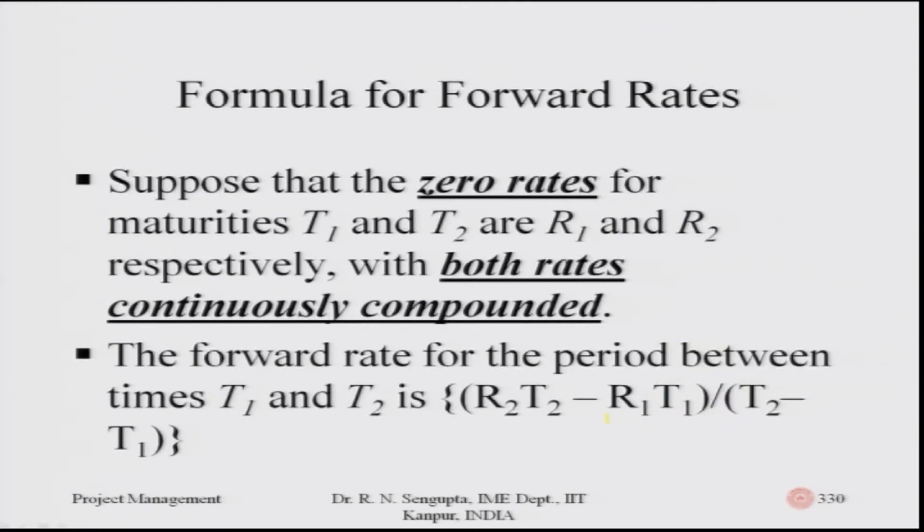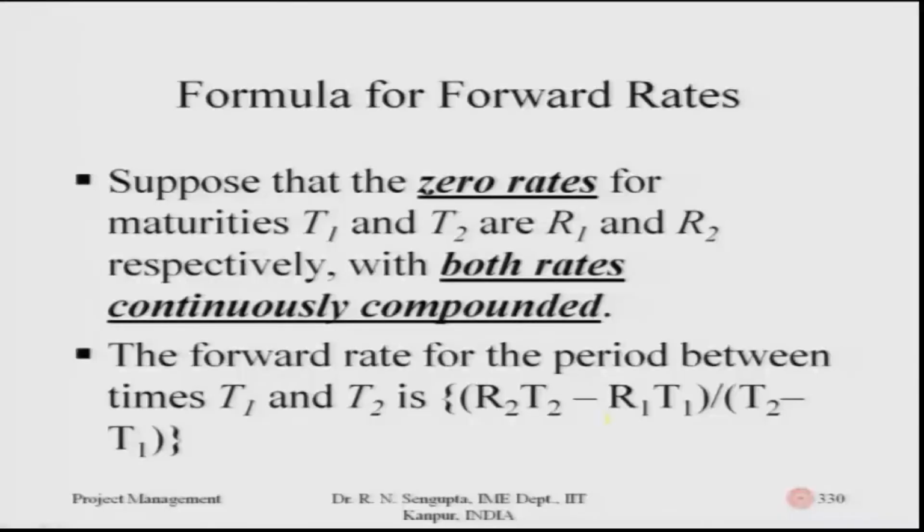Suppose the 0 interest rates for maturities of T 1 and T 2, if you remember in the 328 slide I mentioned T 1 and T 2, which were written with small t's. That hardly matters, because whether you use capital T or small t, the actual concept should be made clear to the students in the best possible manner. So, suppose the 0 interest rates for maturities T 1 and T 2 are R 1 and R 2 respectively, and both rates are continuously compounded.